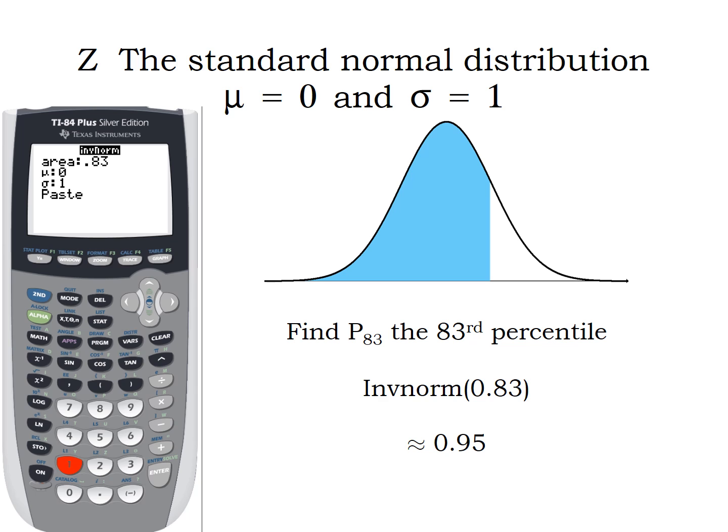Now, if you have the older models, you're not going to see this menu. I'll show you how to handle your calculator in a minute. You're going to go to the same place to get the inverse norm function, but we'll see something a little bit different. And there we go. Rounded to 2 decimal places, this is 0.95.